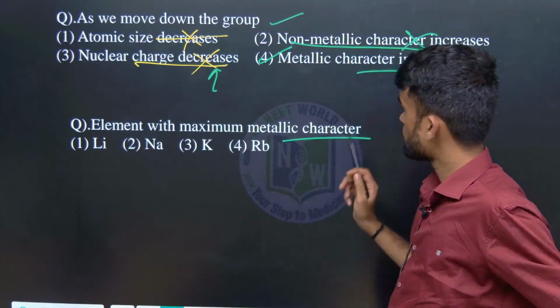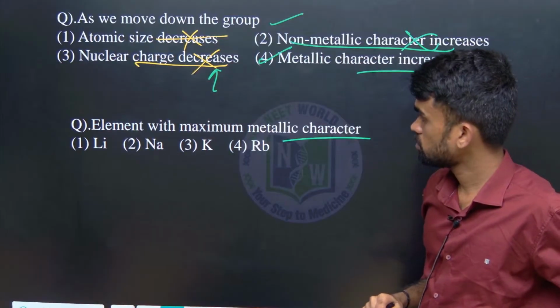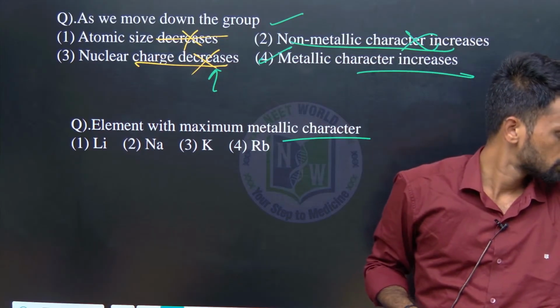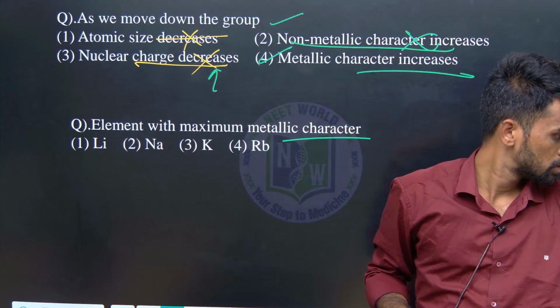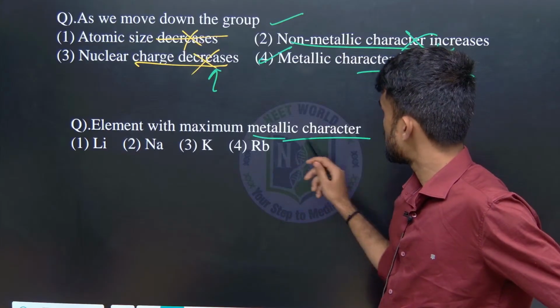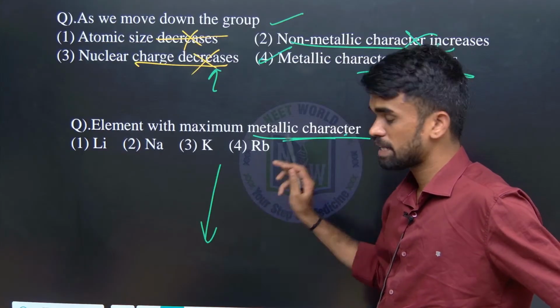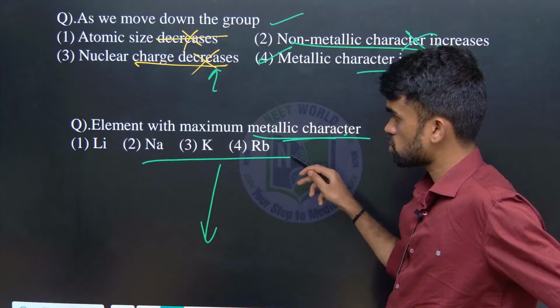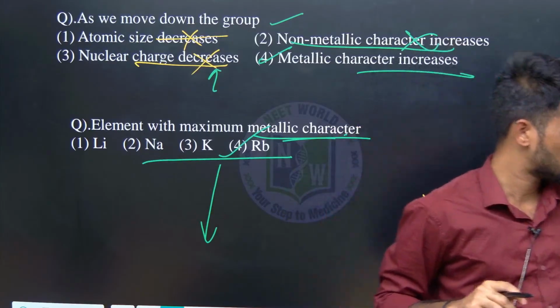Next, what about this? Which element has the maximum metallic character? Down the group metallic character increases, and all elements belong to the same group, so this one will have the maximum.